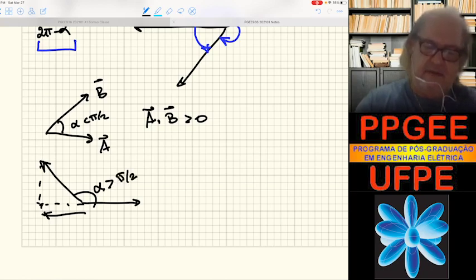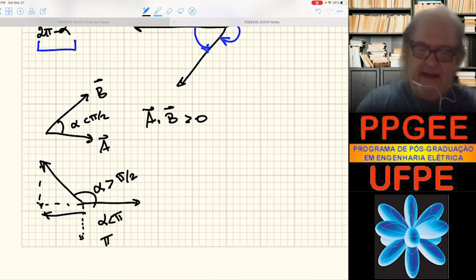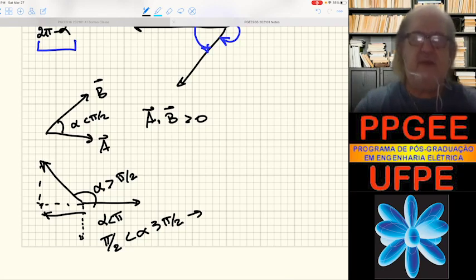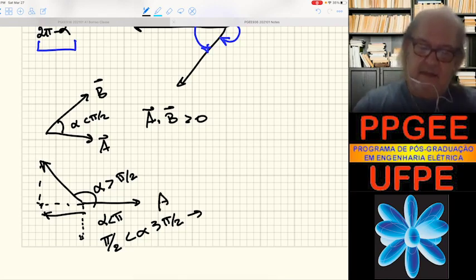And also smaller than pi, right? Even if it goes out to 3 pi over 2, I mean, if you go from pi over 2 to 3 pi over 2, I can choose the angle that is smaller than that. So I have A dot B negative.